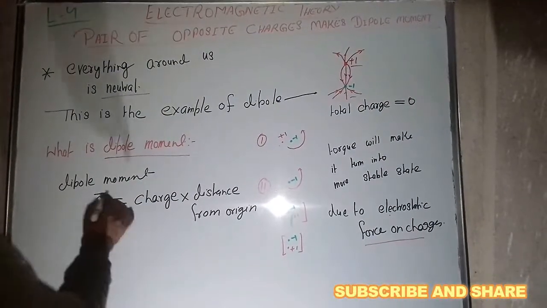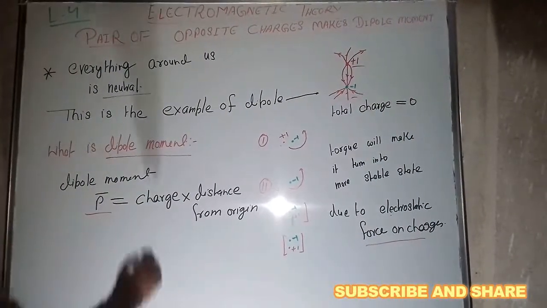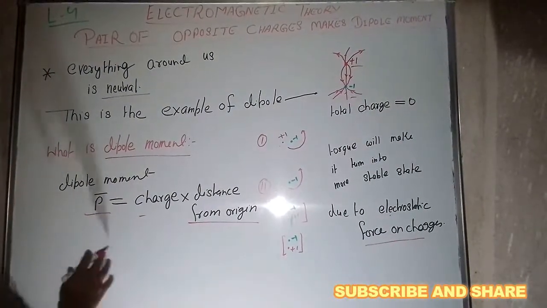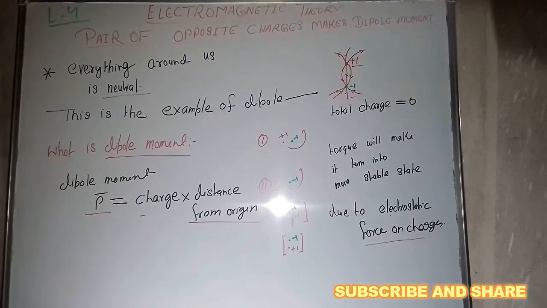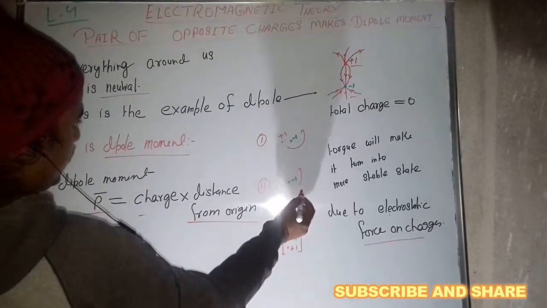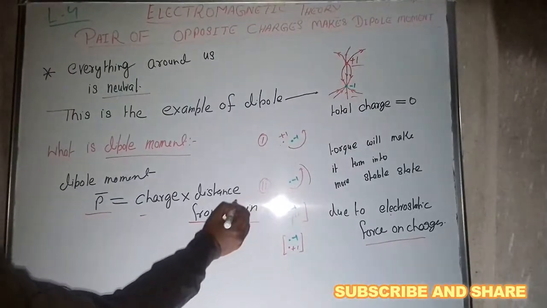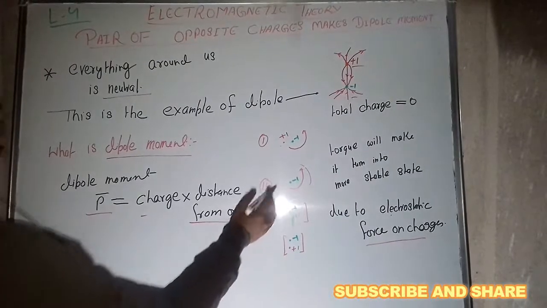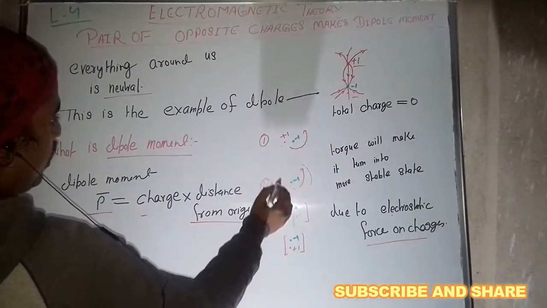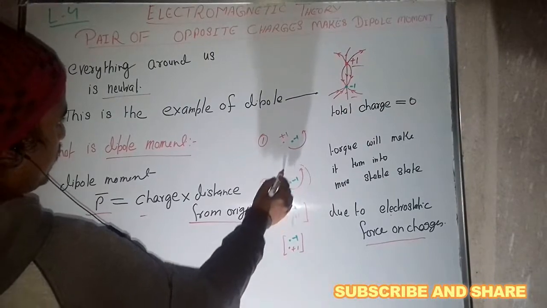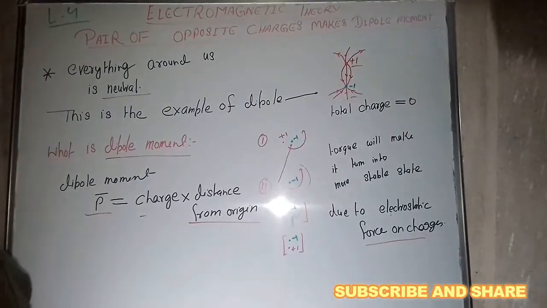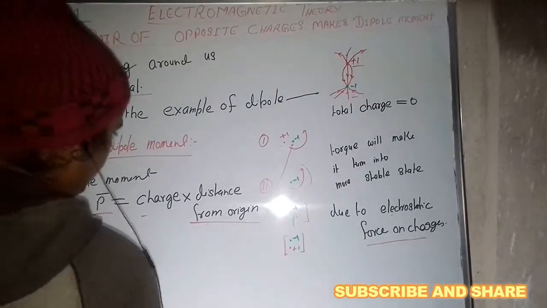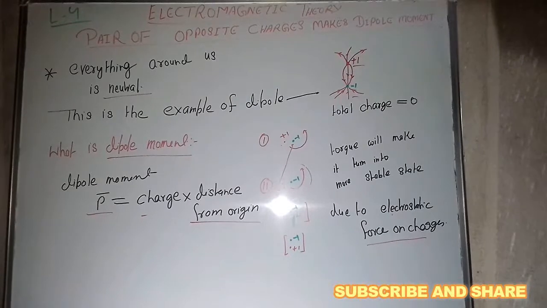It means dipole moment P equals charge multiplied by distance from the origin, and I will explain how to calculate dipole moment. You can see that this will rotate anti-clockwise. This is also rotating anti-clockwise. Why? Because this negative part or this positive part has to come near to this negative part, so that these two pairs of dipole moment become stable. So this is the dipole moment.